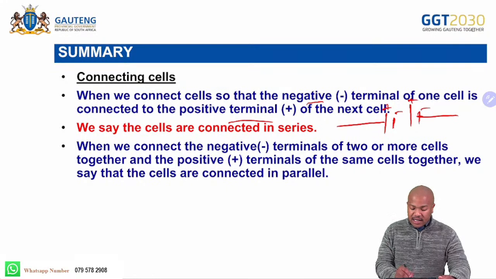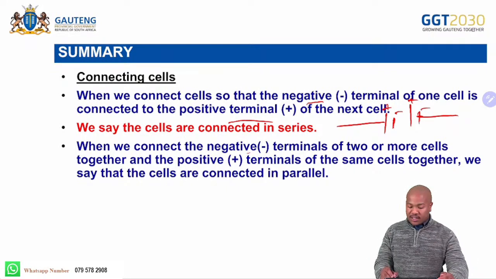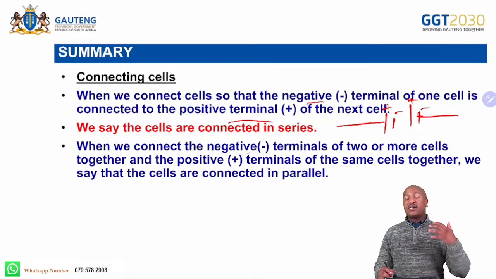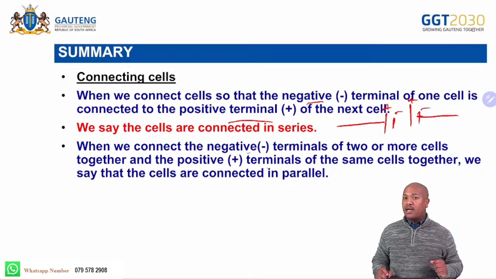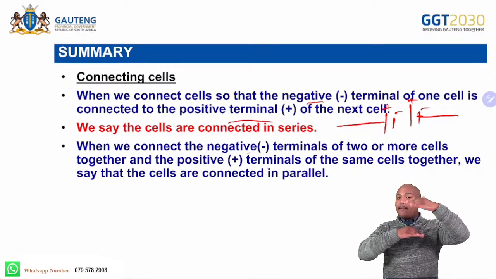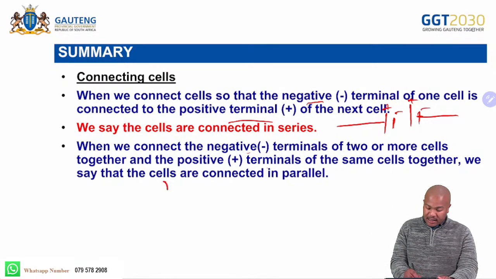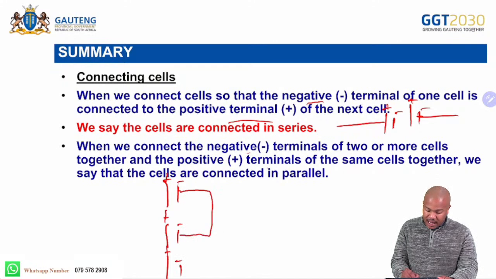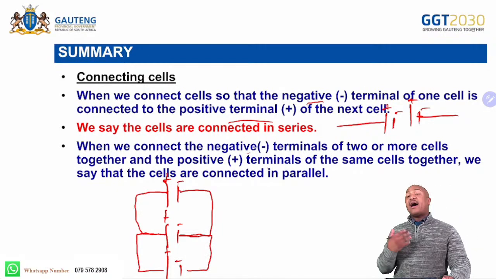But when we connect the negative terminals of two or more cells together and the positive terminals of the same cells together, we say that they are connected in parallel. They are connected in a way that they are in parallel form, like this. Here we have these cells, positive, and negative, negative, negative. They are connected in parallel. Are we together? Also here, they are connected in parallel.